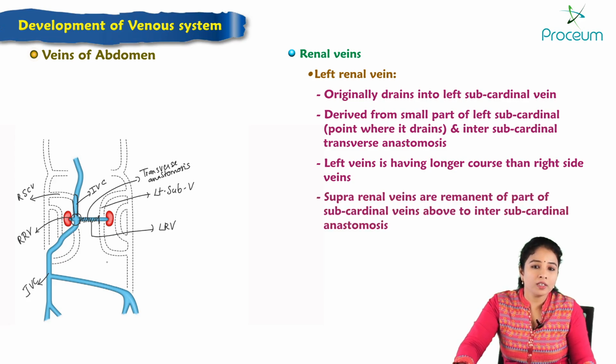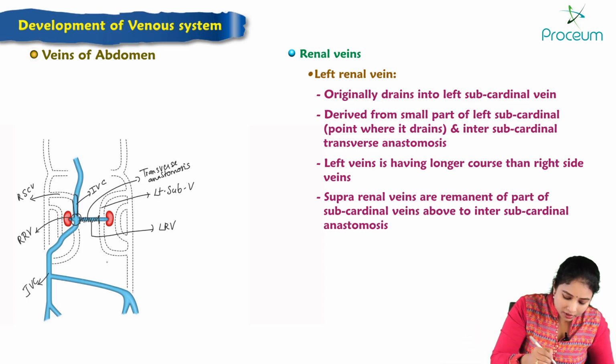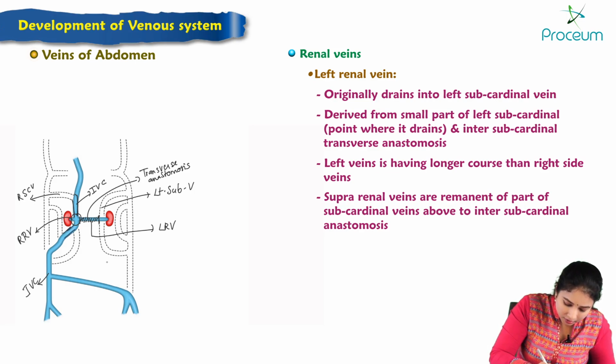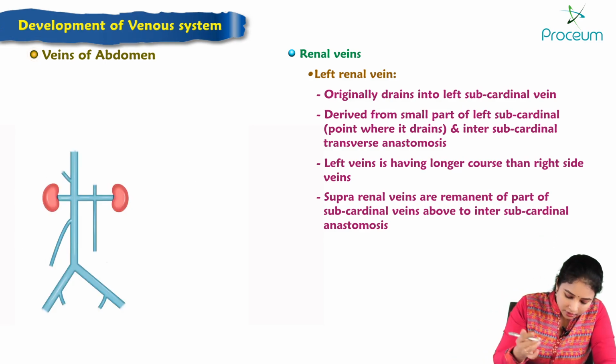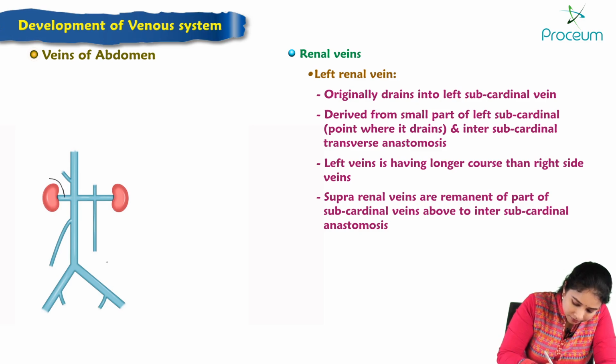Next, about the suprarenal veins, which are the remnants of the part of subcardinal veins above the intersubcardinal anastomosis. So above the intersubcardinal anastomosis, this is the subcardinal anastomosis. So above this, okay, so here in this image we can appreciate the renal veins. So this is the right renal vein. Here is the left renal vein.